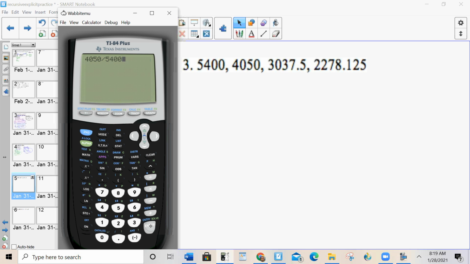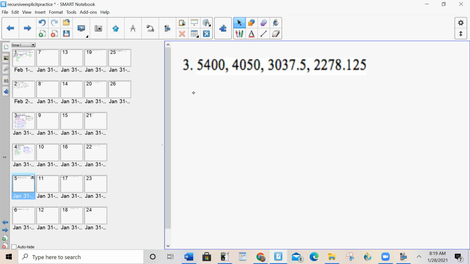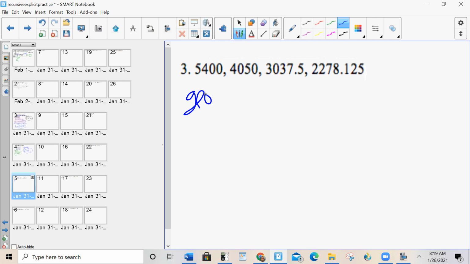Again, I'm always dividing the later term by the previous term. 4050 divided by 5400, 37.5 divided by 4050. Is that going to give me 0.75? Yes, it does. 2278.125 divided by 37.5. They all divide to 0.75. That makes it geometric, and that makes r 0.75. So if you didn't get that far on your own, then pause it right now and finish it from here. Write me both an explicit and a recursive formula.